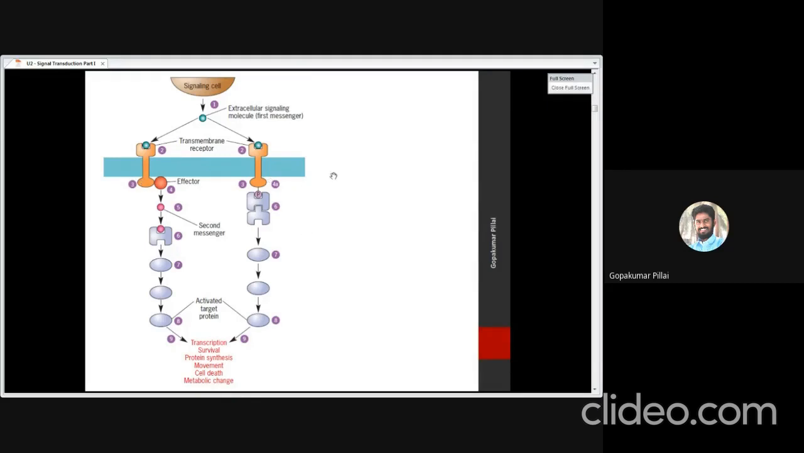And what you see beneath that particular blue region is your intracellular space. My cursor is indicating this. This region is my intracellular space, and the upper region is the extracellular space. Okay, so extracellular messenger, just a minute, just a minute.